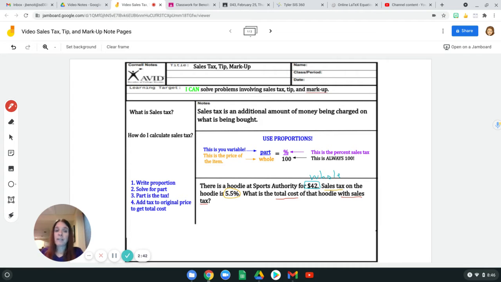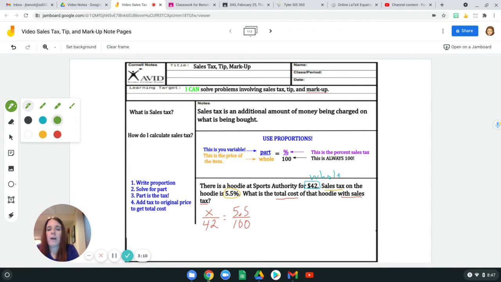So first, let's calculate that tax. Set up your proportion. Remember, the part is always your variable. Our whole is 42. Our sales tax percent is 5 5/10. You do not need to write the percent sign. And then 100 always goes in that bottom right denominator. All right, so we've set up our proportion.